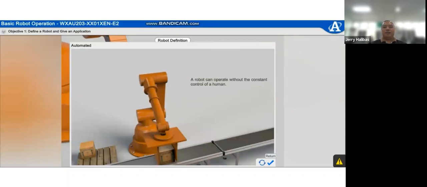In the video last time, the one with the cookies on a conveyor, a robot can operate without the constant control of a human. In a highly automated manufacturing plant, it is sad to know that few human interventions are present, because of this innovation, the use of industrial robots.